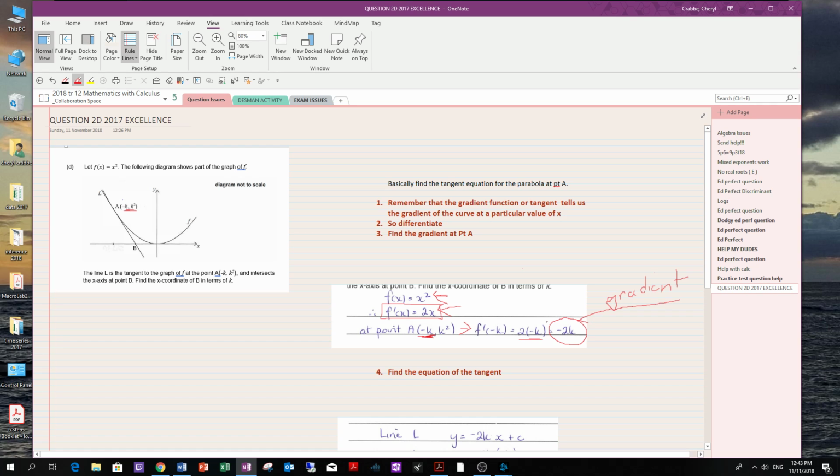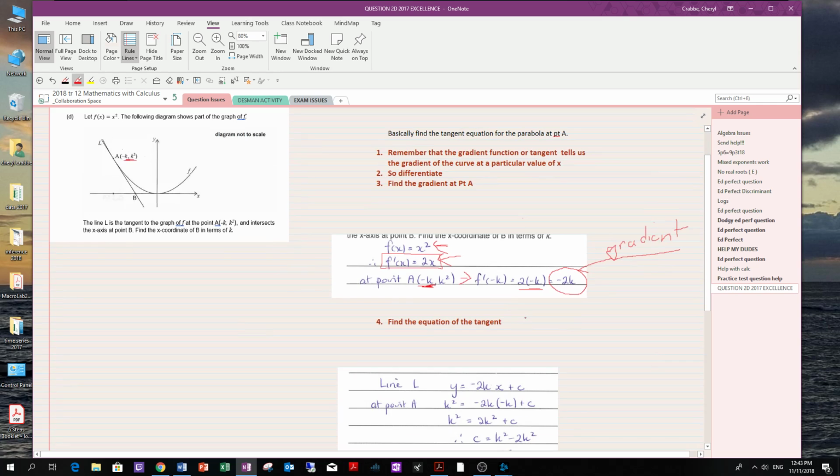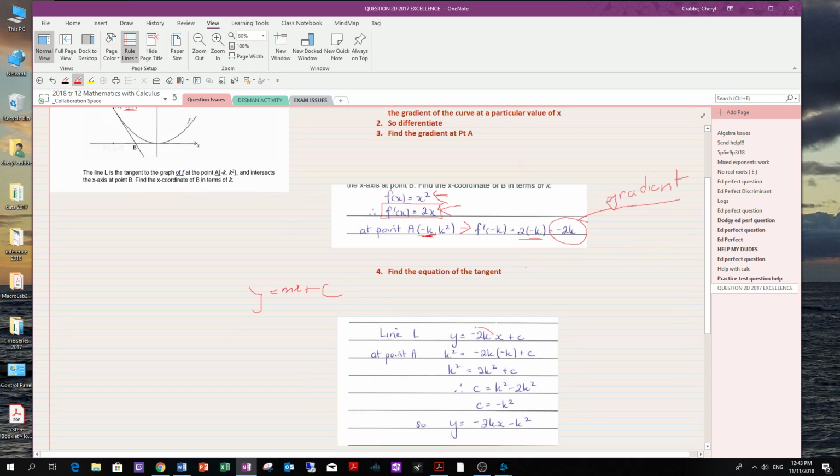Now, if we're going to find the equation for the tangent, then we need to use that gradient and substitute it into the old y is equal to mx plus c formula. In this case, the gradient is negative 2k, which goes in front of the x, plus c. We don't know what c is. Then we can use a point that's on that line to find c, again, all in expressions. So if the point is negative k and k squared, then we substitute in k squared for the y value, equal to negative 2k, the gradient, times x, which in this case is negative k, plus c.